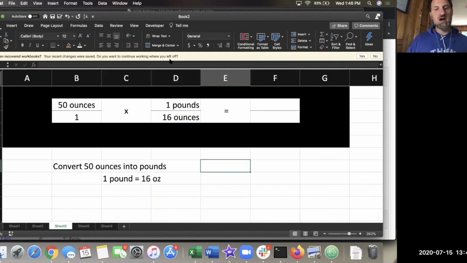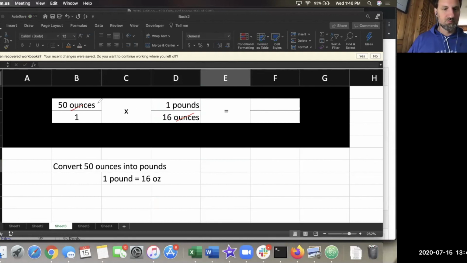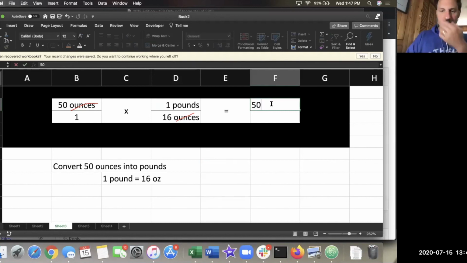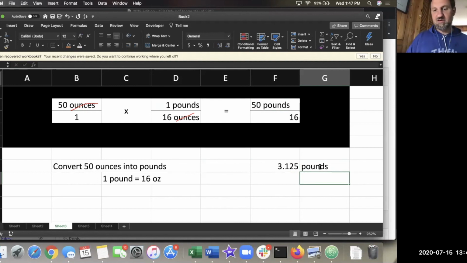At that point, I'm ready. I'm going to go ahead and do my little cross out here, just because this was always my favorite part of it. Boom, boom. But I'm ready to multiply across. So what's going to be the number at the top? 50. Right, because it's 50 times 1. There's also going to be a word there, which is pounds. On the bottom, I have 1 times 16. That's 16. I'm going to finish this process by dividing 50 by 16. And this is how many pounds 50 ounces is.